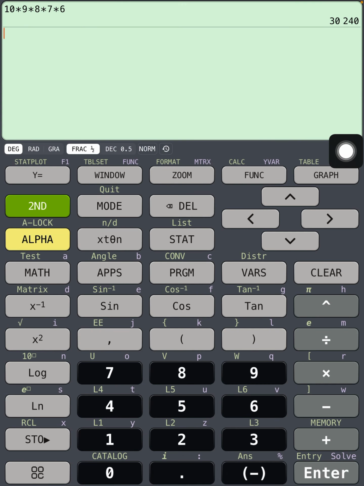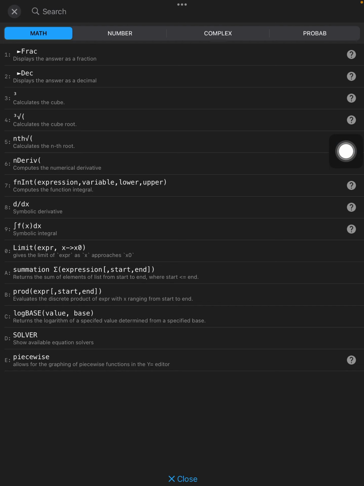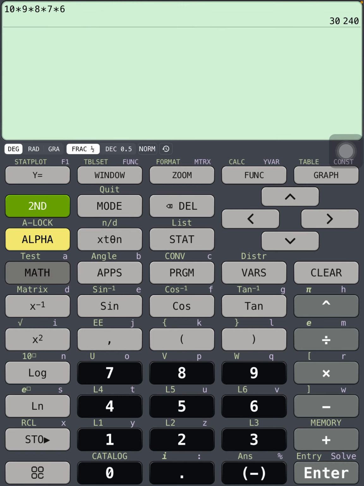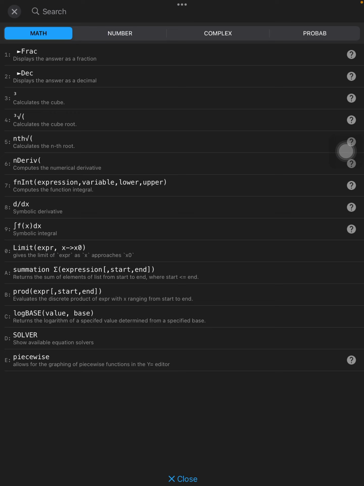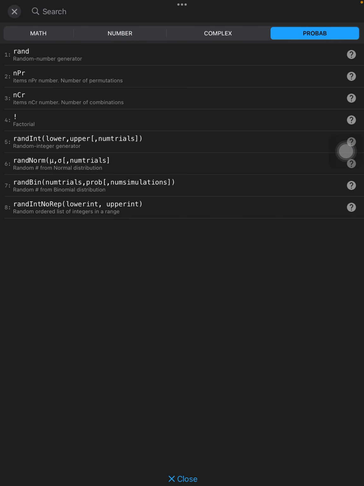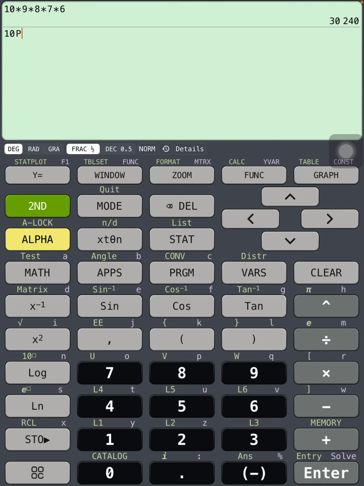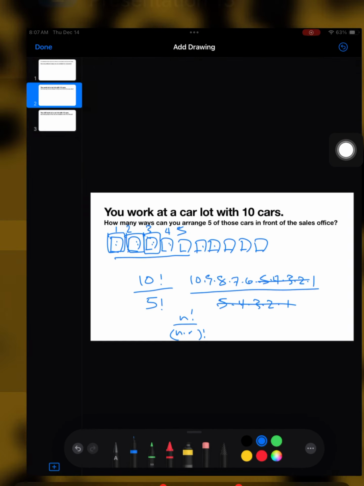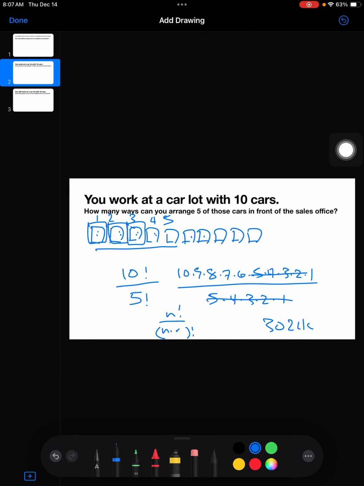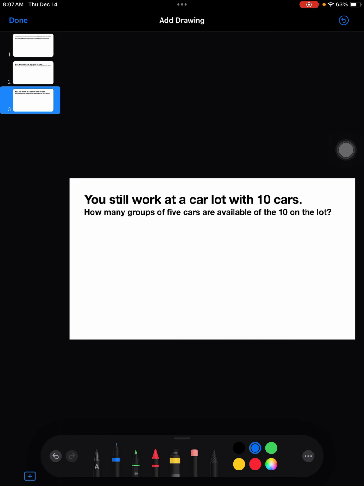And so we get 30,000, but there's another easier way. Go to math, below alpha, math. First you have to type in the first number, which is 10. So we have 10 possible cars, and go to math and over to probability. And then it's nPr, permutation. Permutation is always going to have more possibilities than combinations. And of those, we're going to choose 5, and we get that same number there, 30,240. That's a lot of possible arrangements of the cars.